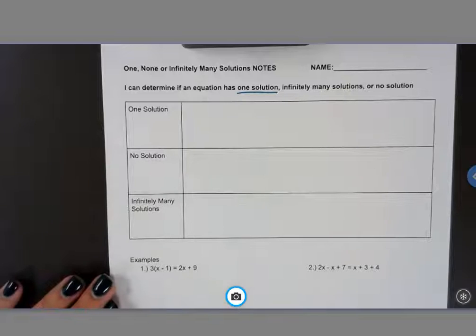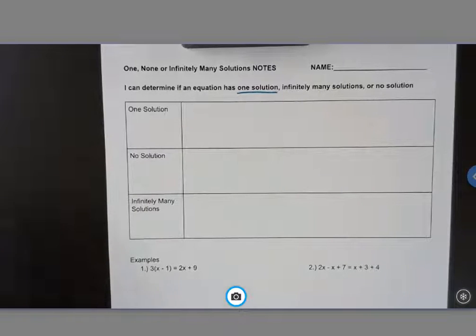So all of the equations that we have done so far, we have solved and they have had one solution. X equals 5, x equals 1/2. That means that that is the one number that if we plug it back in for x, the left side will equal the right side and balance it out.